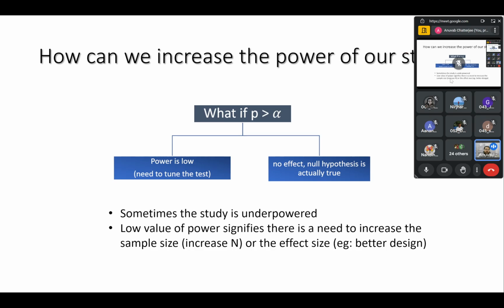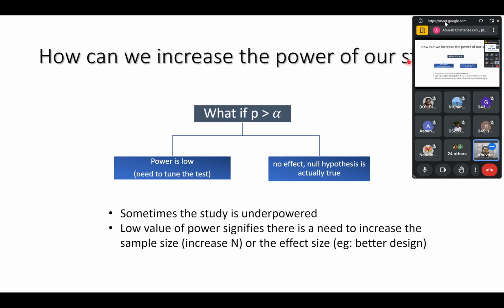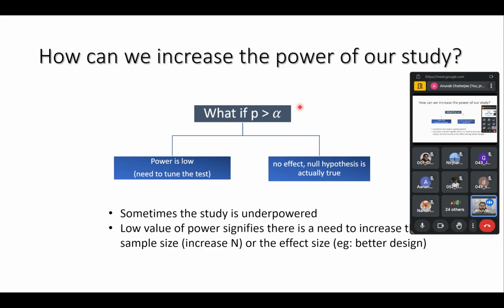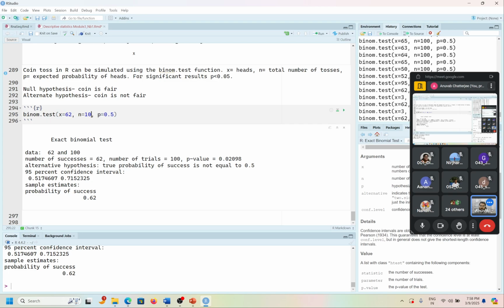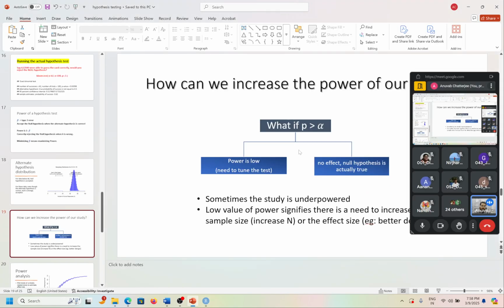So how can we increase the power of our study? So this is what is occurring. The p value is greater than alpha. This is what we saw when we were doing a lower amount of trials. Here our p value was less than 0.05, so alpha here is 0.05. When we are doing a lower amount of trials, our p value is greater than 0.05. We can't significantly reject the null hypothesis. So this is the condition here, that our p value is greater than alpha.